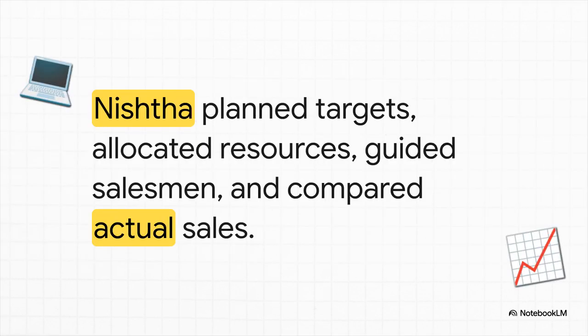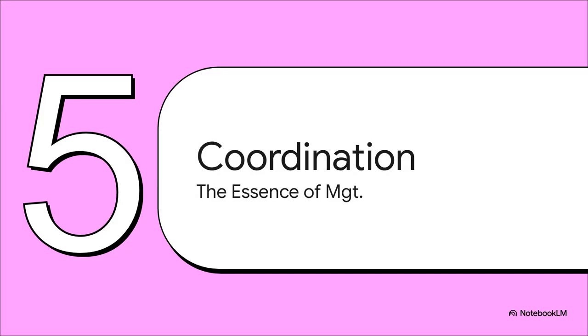Let's see this sequence actually play out through Nishta, a marketing manager. First, she plans out a target of 2,000 laptops. Simple enough. Second, she organizes by allocating all the necessary resources to get it done. Third, she handles the directing function by guiding and motivating her 6 salesmen. And finally, she exercises controlling by comparing her actual sales at the end of the month with her initial targets. This is just a brilliant example of how these 5 functions play out sequentially in the real world to exceed targets.